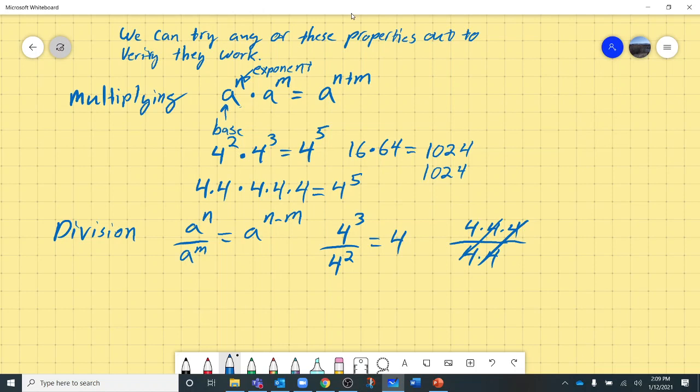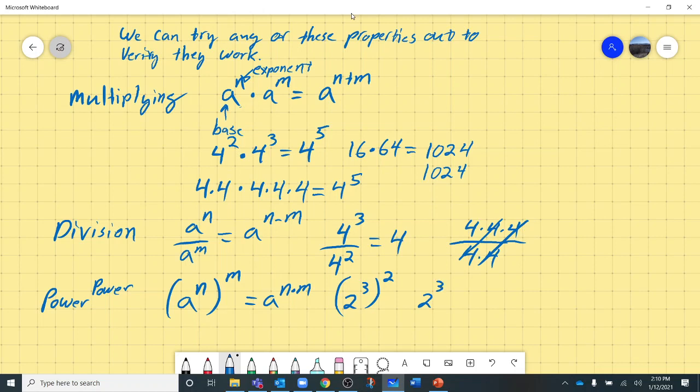Multiplying, and we already did this to kind of start this day off, power to a power. So if we had a to the n raised to the mth power, I only use that because it's fun to say, then we would have a to the n times m. And we showed this in a previous slide, but just as an example, if we had 2 to the third raised to the second power, we did it with a square root, with a fraction, but that's okay. This would be 2 to the third times 2 to the third. And 2 to the third is just 2 times 2 times 2, and 2 times 2 times 2. And that gives us 2 to the sixth power.